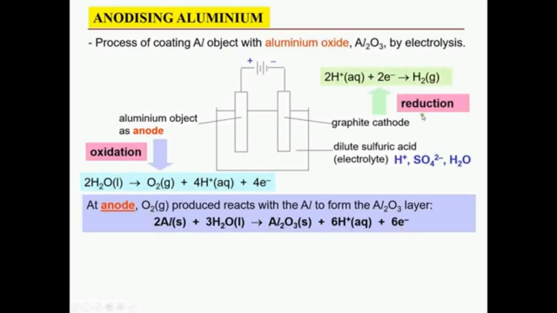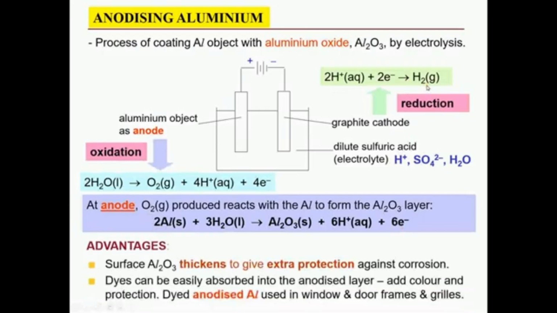At the cathode, reduction occurs. The H+ cation from the sulfuric acid will be reduced to give hydrogen gas. The advantage of anodizing aluminium is that the layer of aluminum oxide will give the object extra protection against corrosion. At the same time, dyes can be easily absorbed onto the anodized layer, hence giving it color as well as protection. Dyed anodized aluminium is very often used in window and door frames and grills.